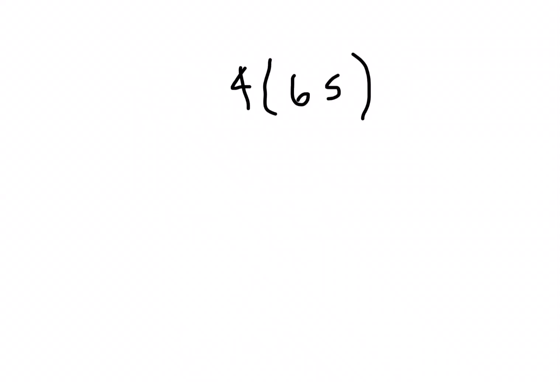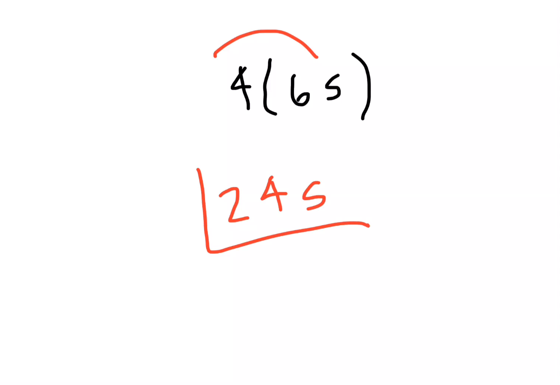You also have something as simple as this. We have 4, and then in the closed parentheses we have 6s. It's real simple. All we have to do is distribute. So 4 times 6 is 24. Your final answer is 24s.